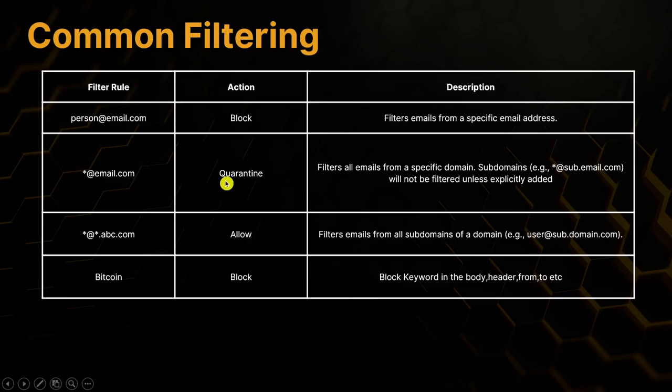Here the asterisk is the wildcard character. This rule quarantines all emails coming from the domain email.com. This means the emails are not immediately blocked, but they are held for review. It's important to note that the description clarifies that subdomains like sub.email.com are not included unless specified separately. The third rule, for example, uses two wildcards.